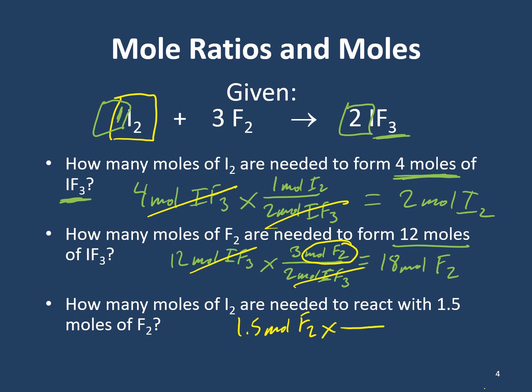Well, I can create a mole ratio for that, right? I know that I want moles of F2 in the denominator so that they cancel. And I know that the reaction has a 3 in front of F2, so I'm going to put that 3 there. I know that I want to get to moles of I2, and I know there's a 1 in front of I2, so I just put 1 in the numerator. Again, if we look at this, our moles of F2 are canceling. We're left with moles of I2, and this gives us 0.5 moles of I2 would be needed to react with 1.5 moles of F2.